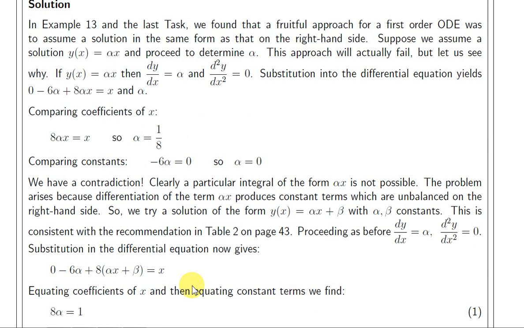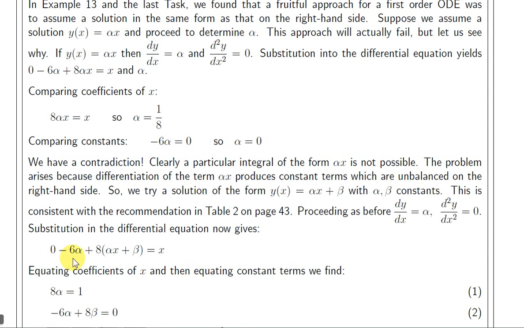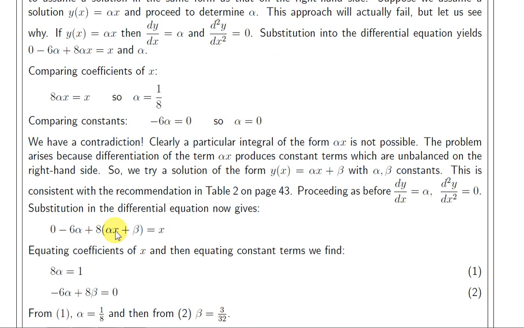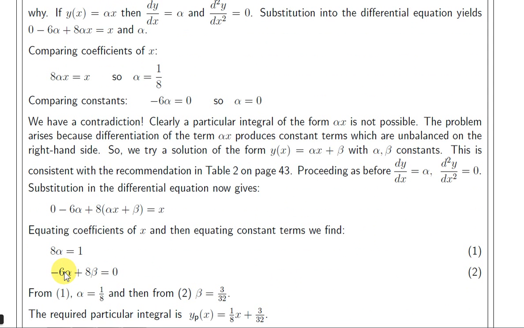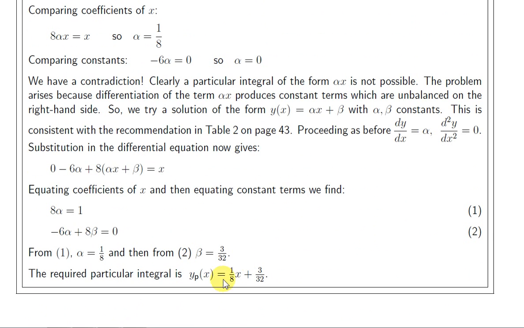So the only way this can be true for all values of x is if the constant terms on both sides are the same. So what are the constant terms on both sides? Well, we have minus 6 alpha plus beta on the left hand side, and on the right hand side we have 0. Also the x terms must be the same. The coefficient of x on the left is 8 alpha, the coefficient on the right is 1. So now we can actually solve between these equations here. Alpha is 1/8, and if we plug 1/8 into this second equation, we can find beta. So having found beta, we can write down our particular integral.